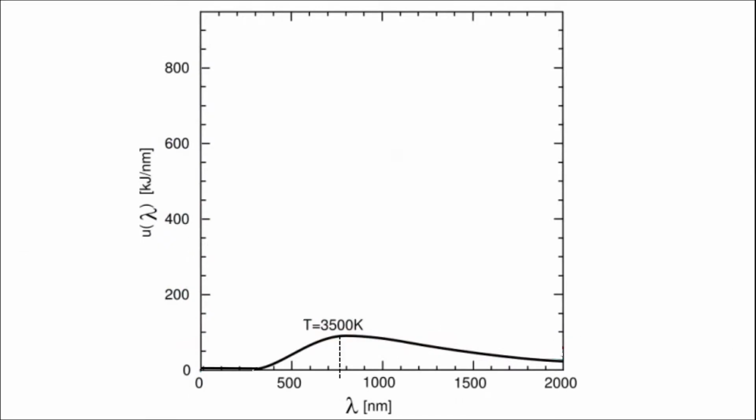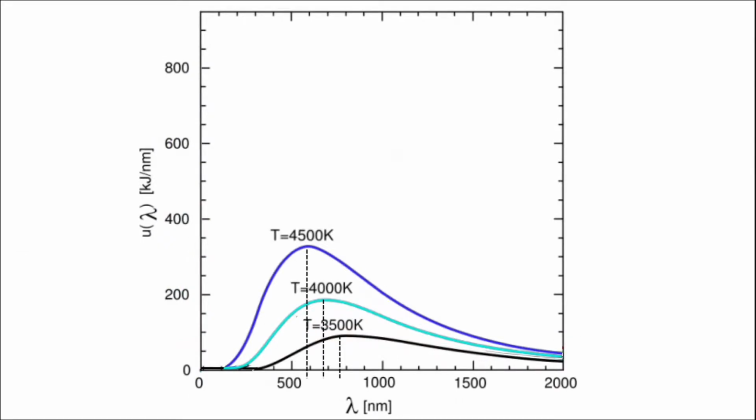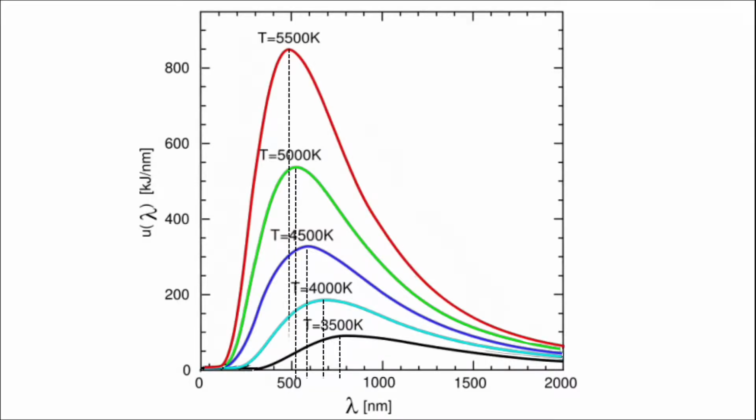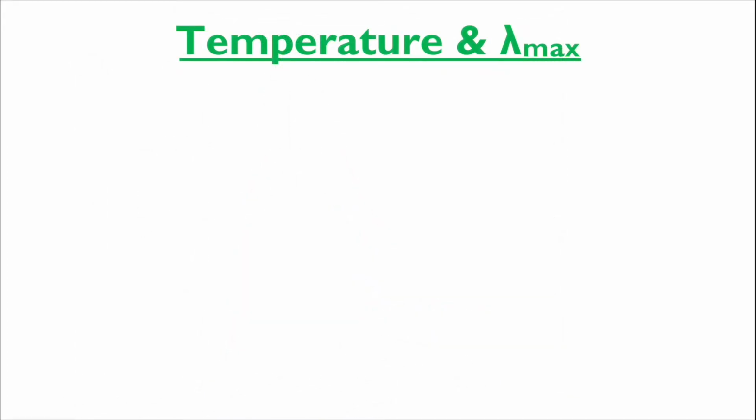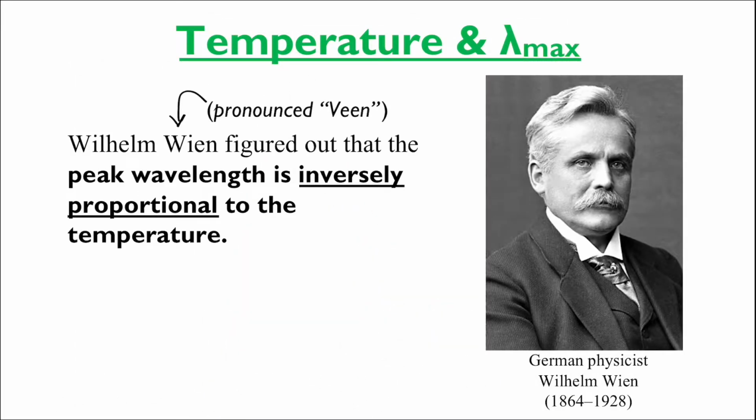In fact, if you look at any blackbody curve, you'll notice that as the temperature increases, the overall intensity of the light at all wavelengths will also increase, but the peak wavelength decreases. This pattern was first observed by German physicist Wilhelm Wien, who stated that the peak wavelength of a blackbody curve is inversely proportional to its temperature.